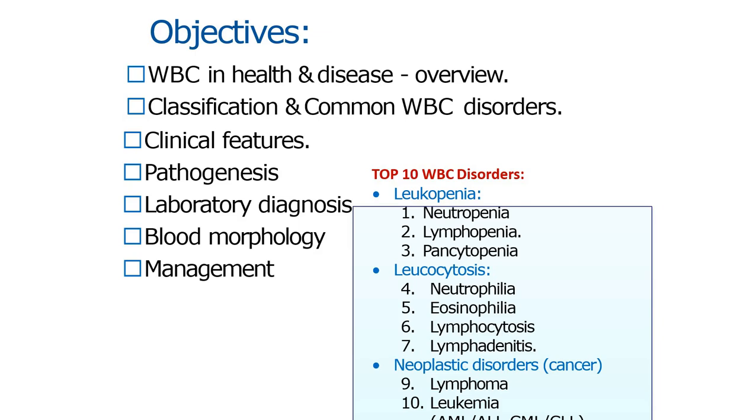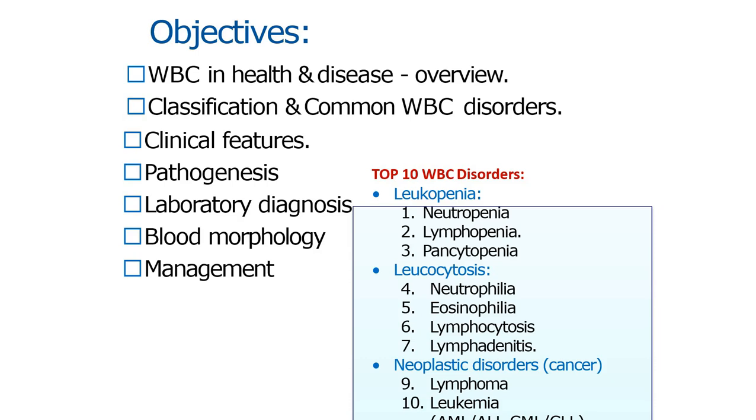Next is the blood morphology, which means the peripheral smear. Just by identifying the morphology of each of these WBCs, how we can go in for the diagnosis of that particular disease. And last of all, just a brief note on the management, that is, how each of these conditions is treated.